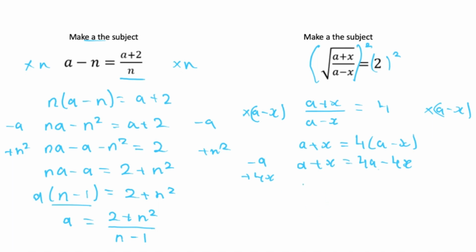Okay, so x will become 5x since you're adding 4x. A will be removed by minus a, and then 4a minus a will give you 3a, and the 4x is gone because you added 4x to both sides. So then you're left with this. Then the last thing you have to do is remove the 3. So you divide both sides by 3, or you multiply by a third, it's the same thing. So then this will give you 5x over 3 equals a. So a is 5x over 3.